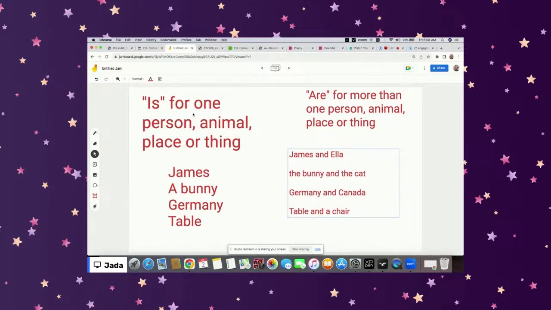Okay, so is for one person, animal, place, or thing. We have James, a bunny, Germany, and table. Are for more than one person, animal, place, or thing. For the names, the persons, we have James and Ella. Animal, we have the bunny and the cat. Place, we have Germany and Canada. And thing, we have table and a chair. Okay, so this is when you use are and when you use is. All right, please take notes.